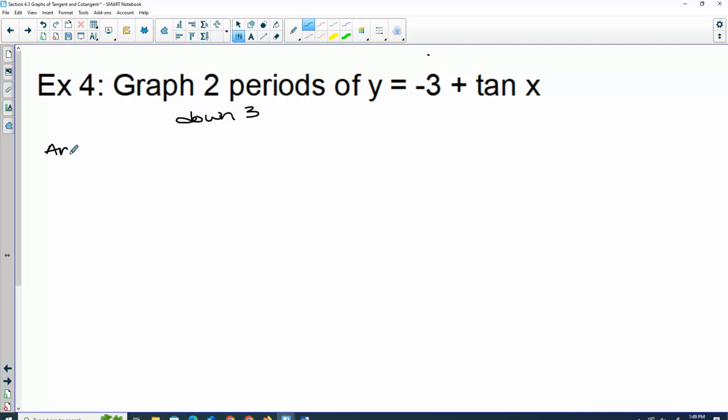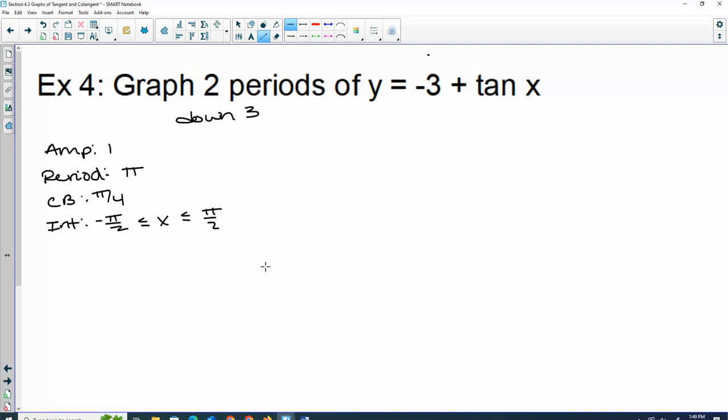My amplitude is just 1. There's no number in front. Normal period for tangent is pi. I don't have anything added or subtracted, or sorry, anything multiplied, so it's still pi. Count by pi would be pi over 4. Interval, the interval we pick for tangent is from -pi over 2 to positive pi over 2. Again, that's not the only possible one, but that one is nice because then you get asymptotes at the ends.